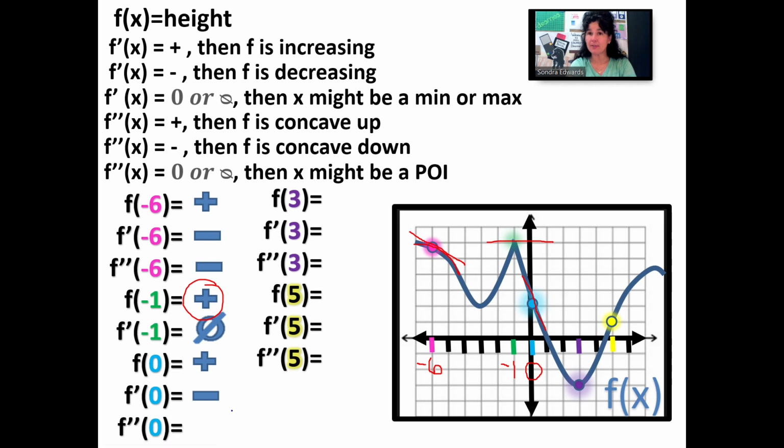Now f double prime of 0 answers to concavity. So notice at that blue dot x equals 0, all along here we are concave up. So at x equals 0, we are on a concave up section. So the answer to f double prime at 0 is positive. Okay, a couple more here. How about at 3? If we substitute 3 into the function, we would go down 1, 2, 3. So we'd get out -3. So f of 3 would equal a negative answer.